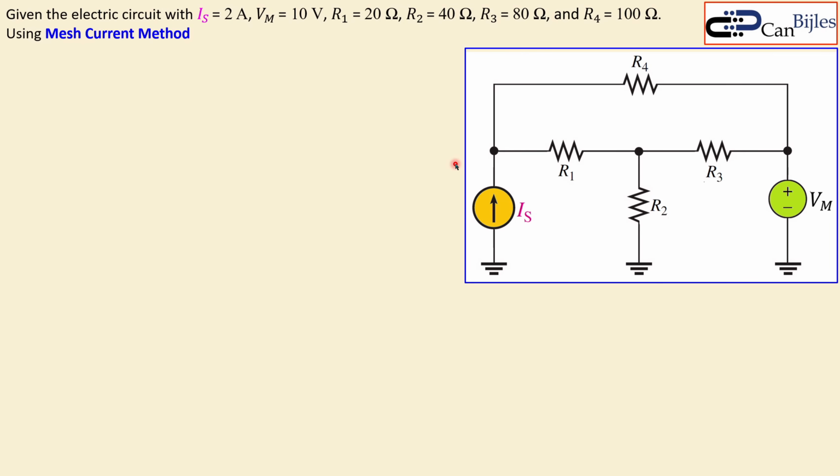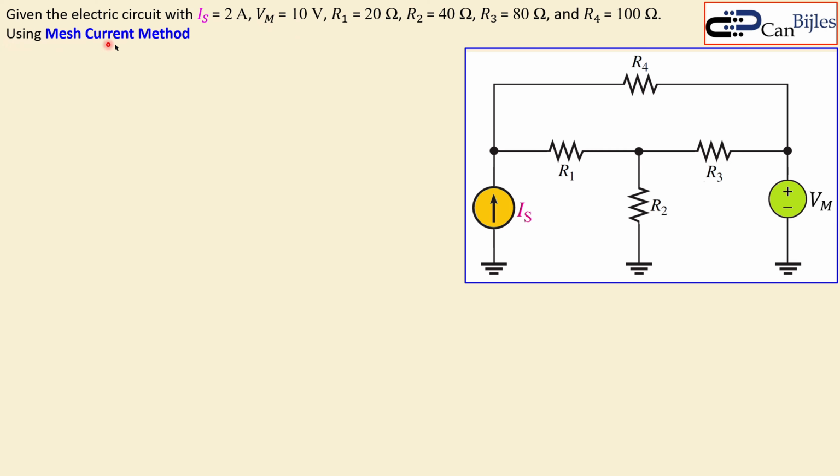Okay, this is the circuit we have given. There are 4 resistors, R1, R2, R3, and R4. The values are shown here. We have 2 independent DC sources. IS is the DC current source, 2 amps, and VM is the DC voltage source, which is 10 volts.